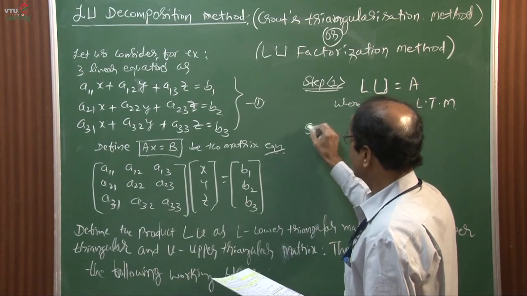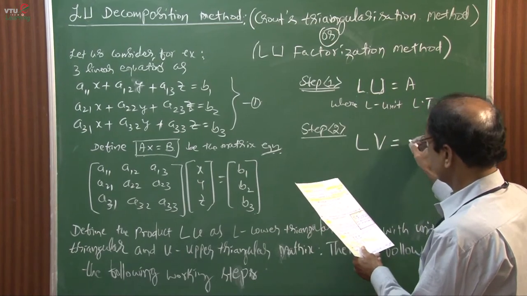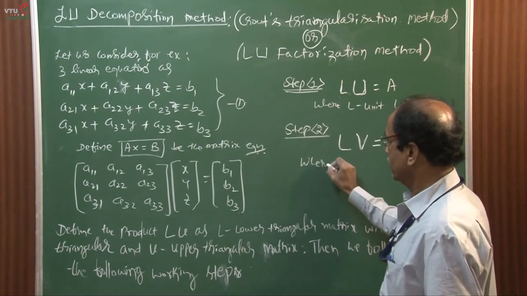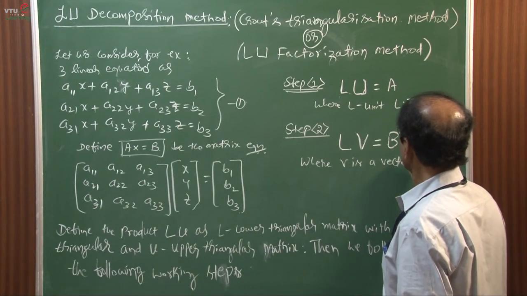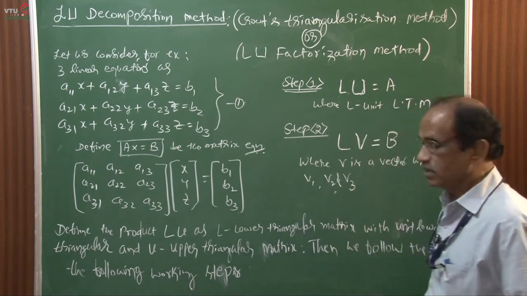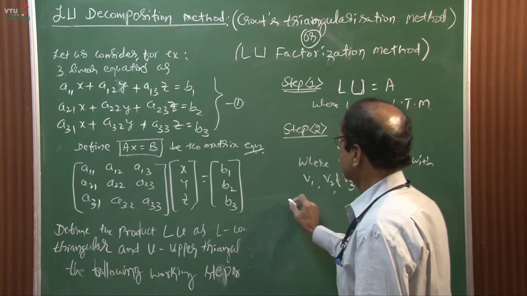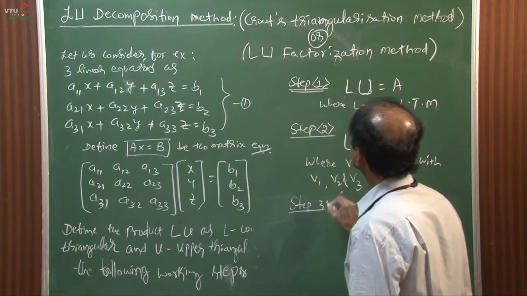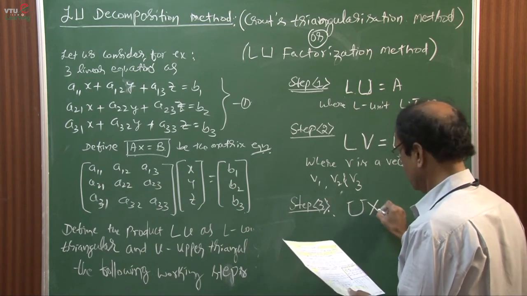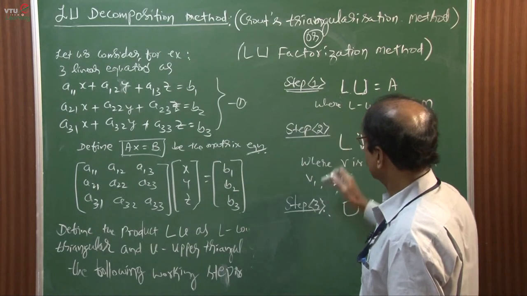Next, step 2. L into V is equal to B, where V is a vector with elements V1, V2 and V3. I will take the symbols as V1, V2, V3 only. Step 3: UX is equal to V. This is the last step. This is the first step, I can call this the second step, this the third step, and this the fourth step.